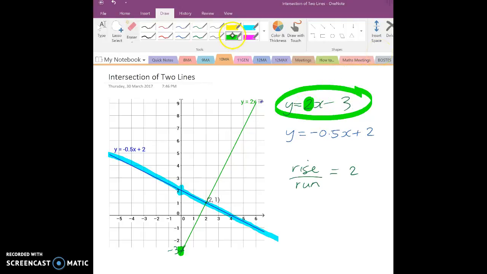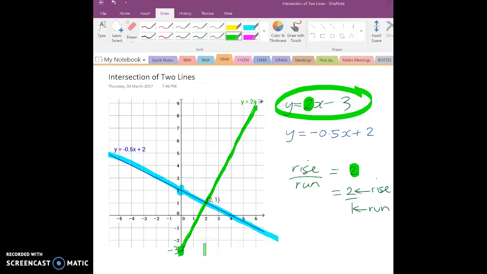So that's 2. How do you write 2 as a fraction? Well, let's write it as 2 over 1. So that means every time I run 1, I rise 2. So starting from here, I'm going to run 1 and rise 2. Run 1, rise 2. Bingo. Run 1, rise 2. There we go. There's our little staircase. And then that makes that line there, doesn't it? So let's get rid of our staircase.